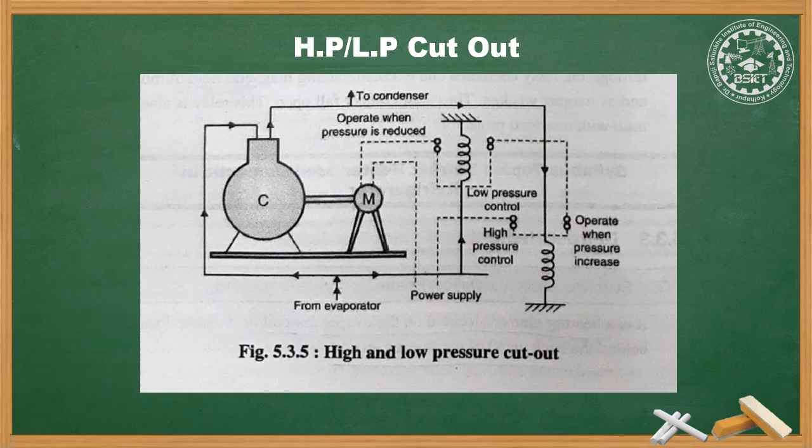For the low pressure control, this is used as a safety control as well as a temperature control. The operation of this is exactly similar to the high pressure control, except the power is cut off when the pressure in the suction line falls below a predetermined value.